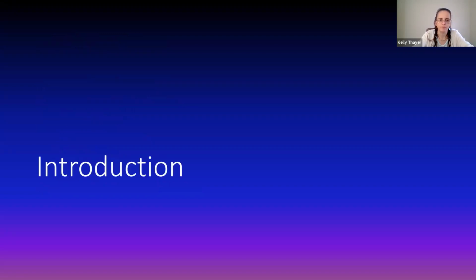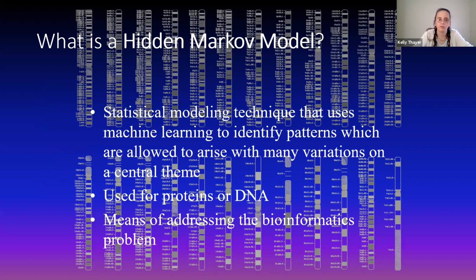So, to begin, what is a hidden Markov model? It's a statistical modeling technique that uses machine learning to identify patterns which are allowed to arise with many variations on a central theme. We can use this for proteins or DNA, and it's a means of addressing a bioinformatics problem, among other things. Hidden Markov models were originally brought up through Bell Labs. They were initially used for voice recognition, and this was way back in the 1970s or so, when people were just starting to try to work out how voice recognition software ought to work.